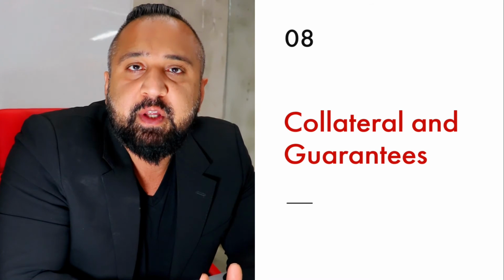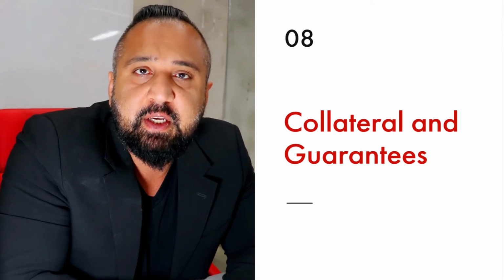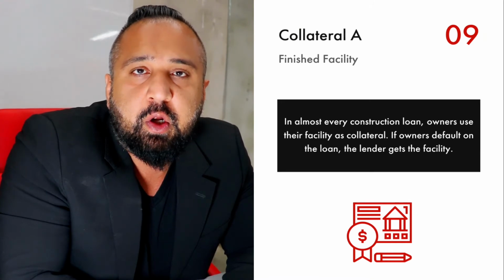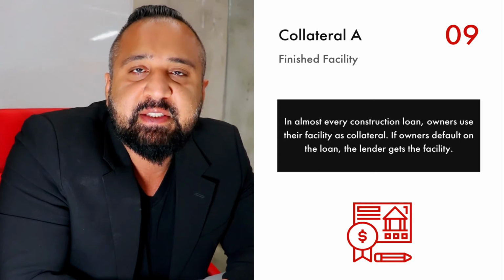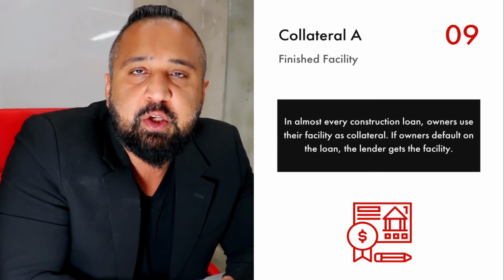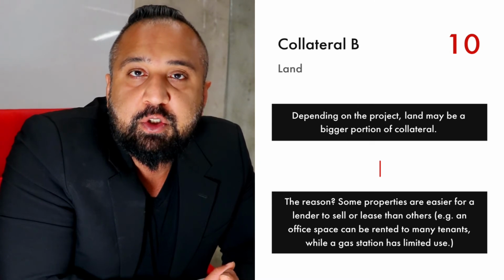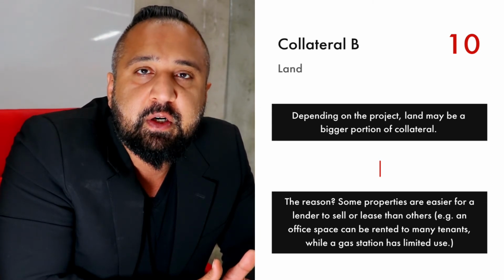Now we'll be going over the collaterals that are typically required as a borrower. There are two main collaterals. Number one is the finished facility, and number two is the land. The finished facility is used in almost all loans, which means that if an owner defaults on a loan, the bank takes over the finished facility and uses it to pay off the debt. The land is also used as collateral, and this may be a bigger portion of the collateral because, as a lender, it is easier to sell or to lease than some of the other collaterals.